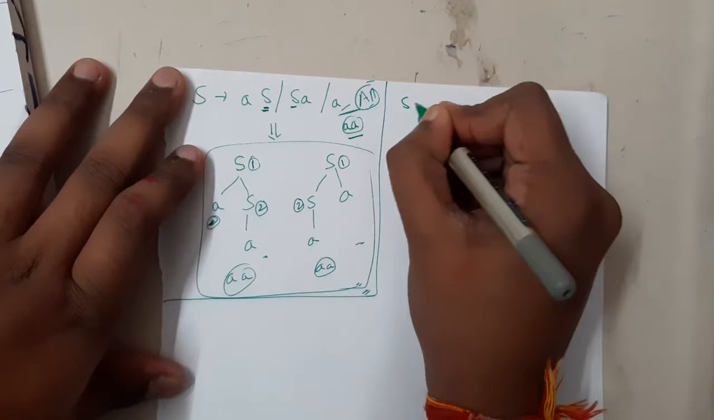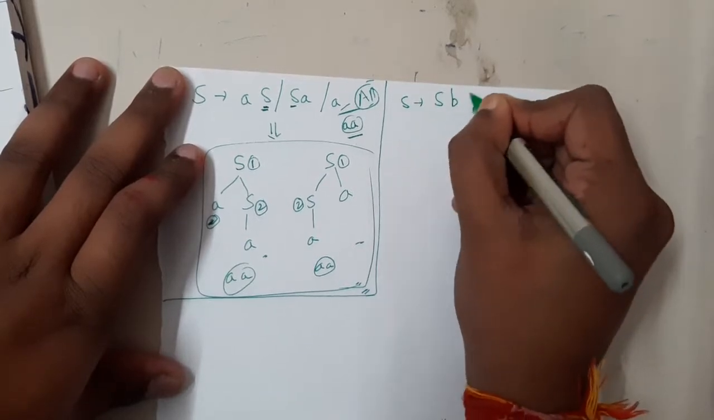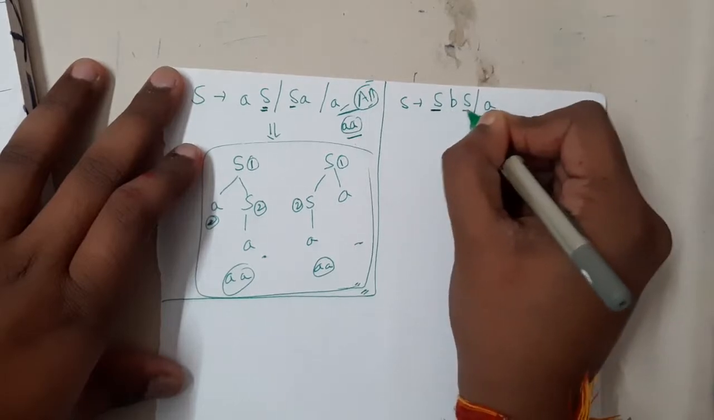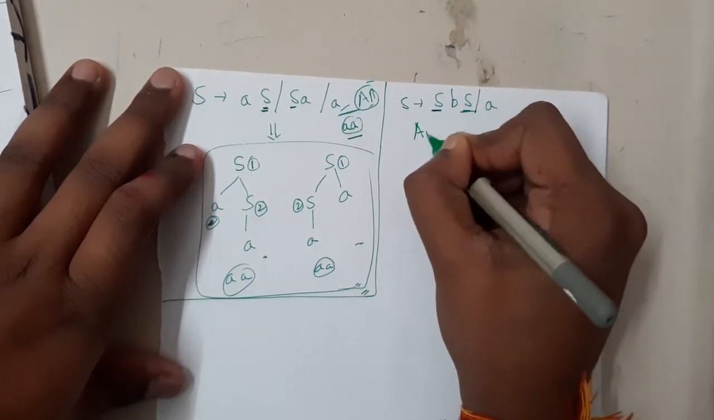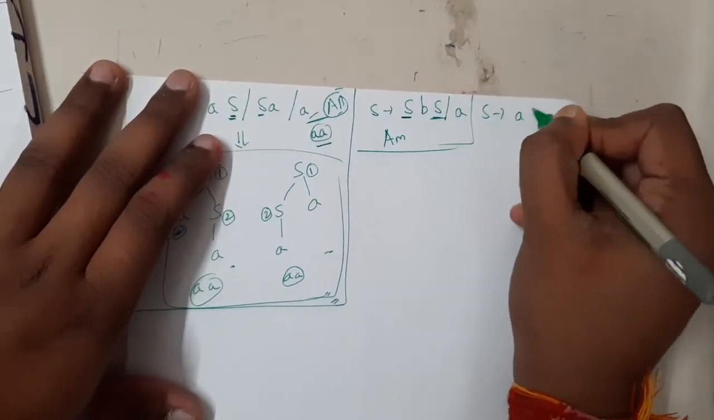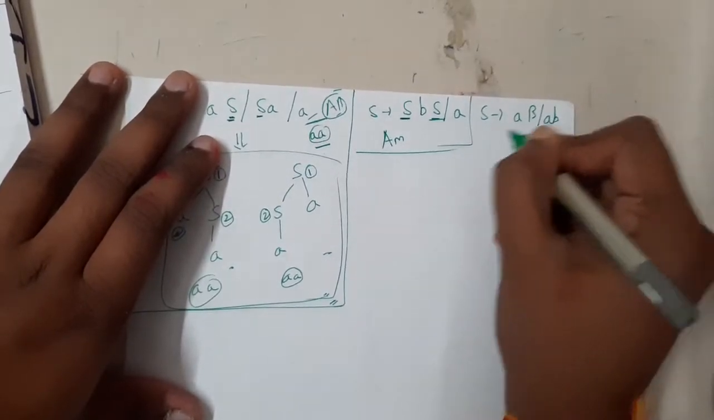Okay. S implies S B S or A. So if you observe here, we have left recursion, and here we have right recursion, hence ambiguous. Okay. Moving on, S implies A B or small b.